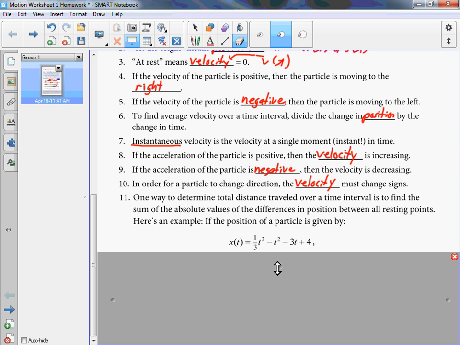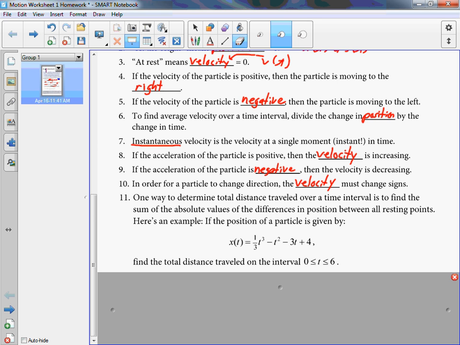If the position of a particle is given by, and here's our position function, x of t equals 1/3 t cubed minus t squared minus 3t plus 4. Find the total distance traveled on the interval from 0 to 6, including 0 and 6, which is important in this case because we need to know that t equals 0 matters and t equals 6 matters. All right, so my question for you, how do we find where the resting points, as they call them, are going to be? Where the derivative, the velocity, equals 0.